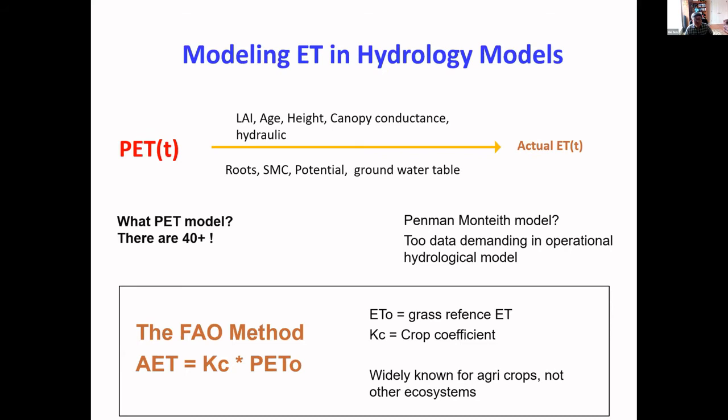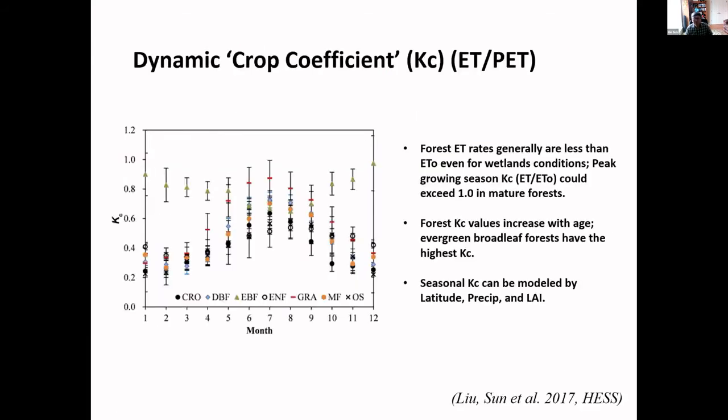I think the reason they want to standardize this is that the PET concept is very ambiguous. There are so many models there. If you use a different model, you get a different answer for your PET. So we have been trying to take advantage of this AmeriFlux community, FLUXNET, trying to get the Kc really for different ecosystems.